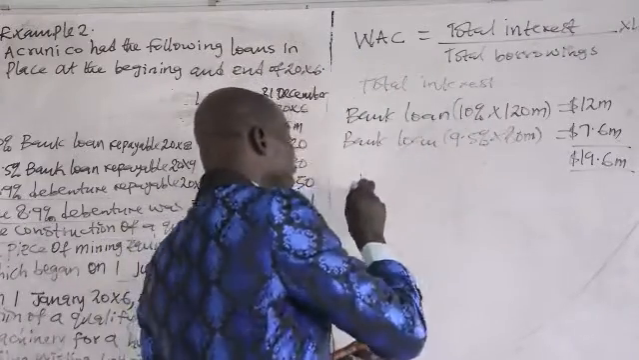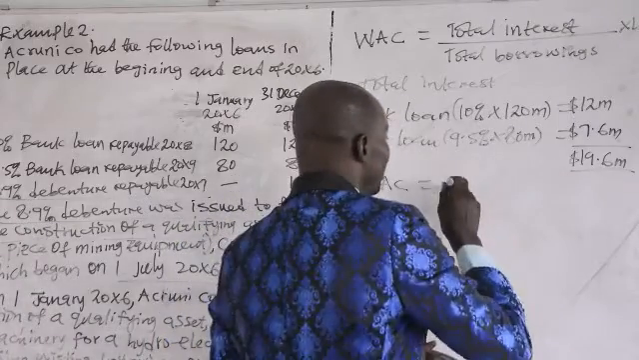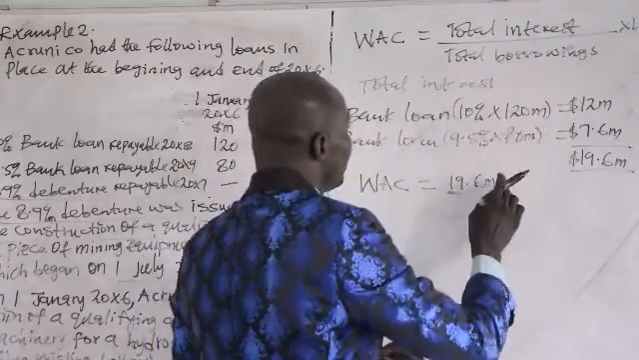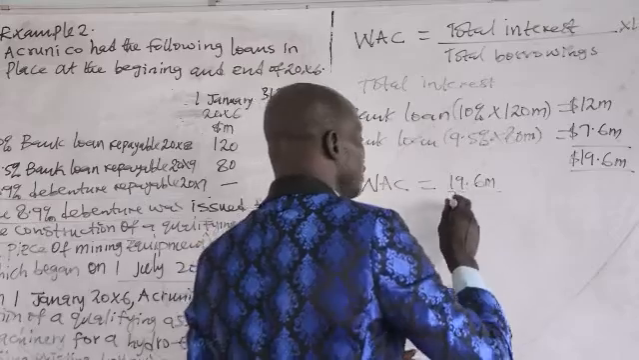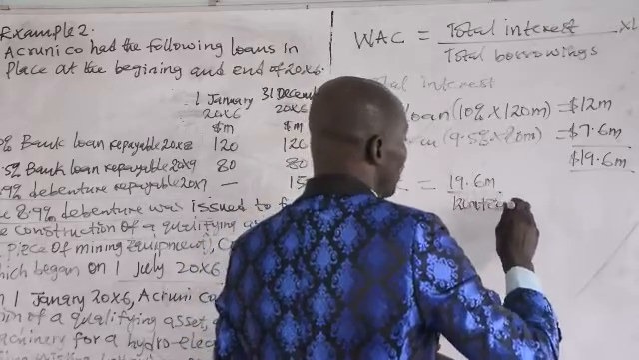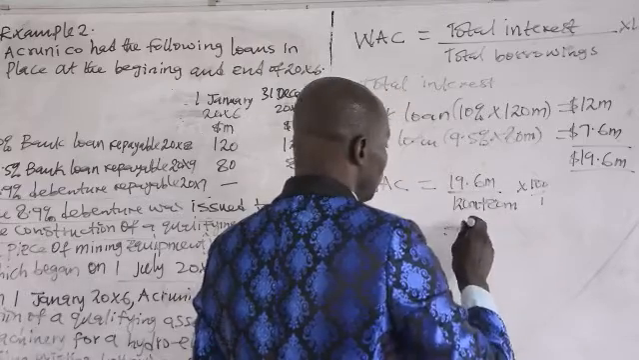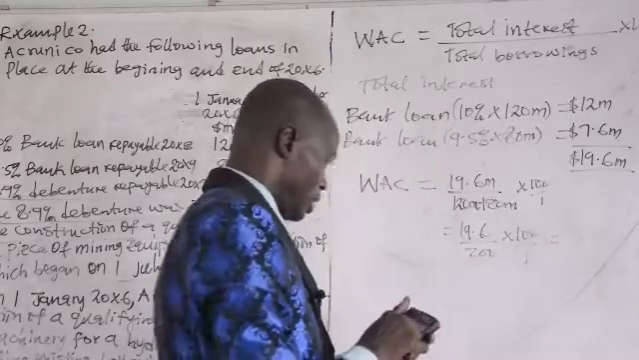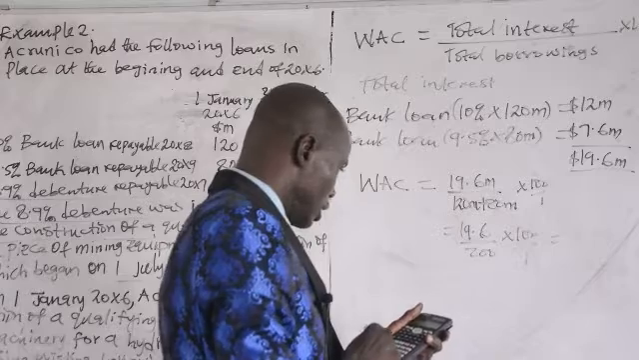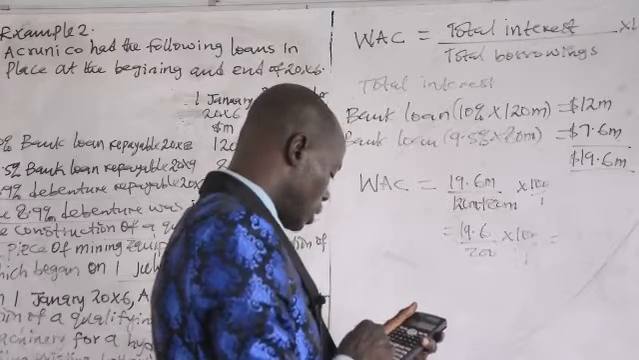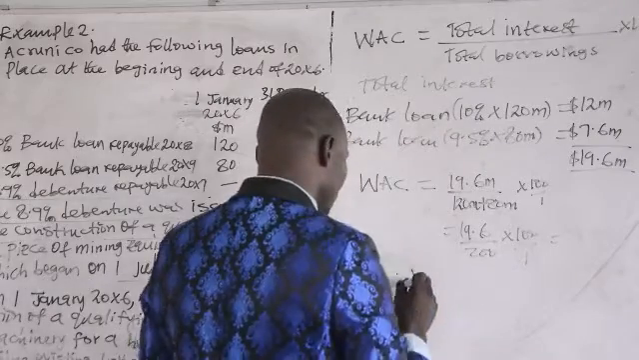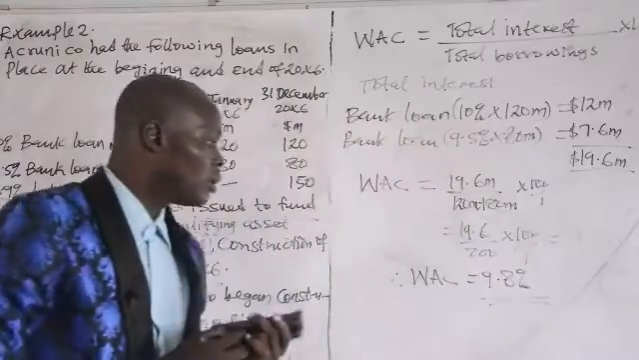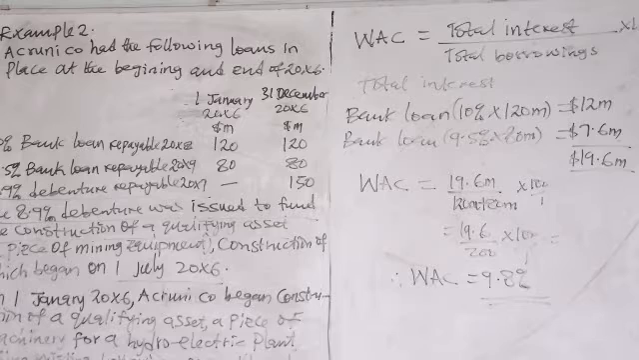I've told you that to compute the WACC, you have the total interest, which is 19.6 million, over the total borrowings. The total borrowing is 120 million plus 80 million, and that will give us 200 million, times 100. So 19.6 divided by 200 times 100. The weighted average cost of borrowing will be 9.8%. So that is the capitalization rate.